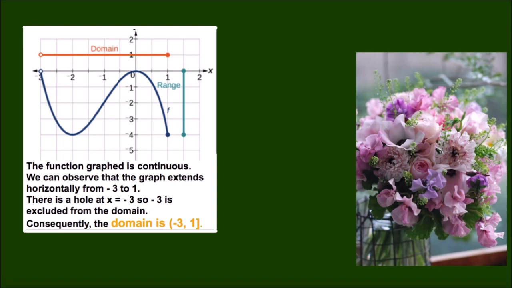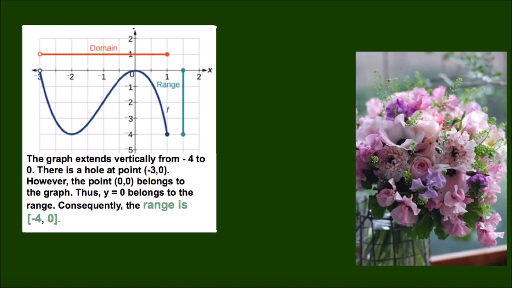The function graph is continuous. We can observe that the graph extends horizontally from -3 to 1. There is a hole at x equals -3, so -3 is excluded from the domain. Consequently, the domain is (-3, 1].